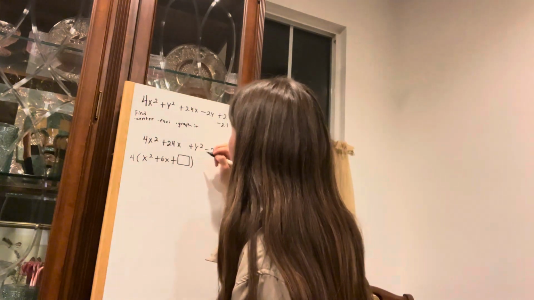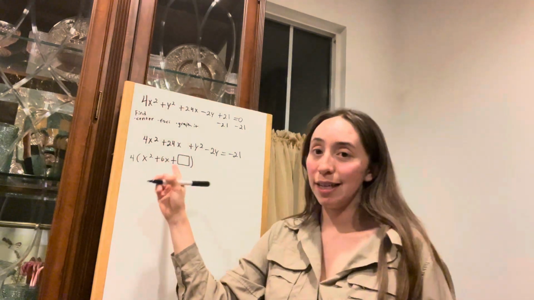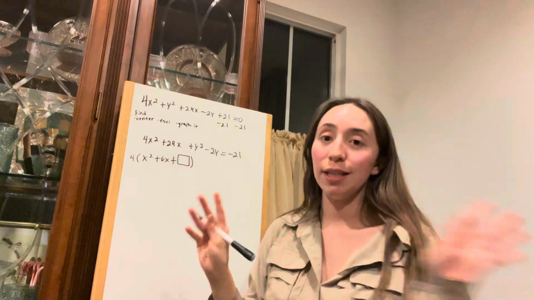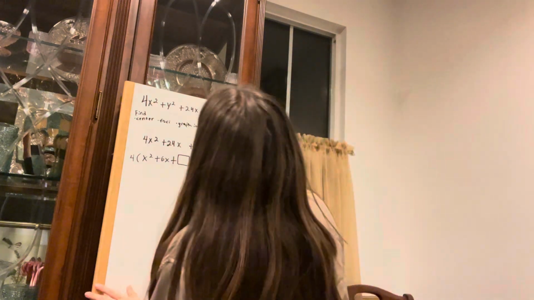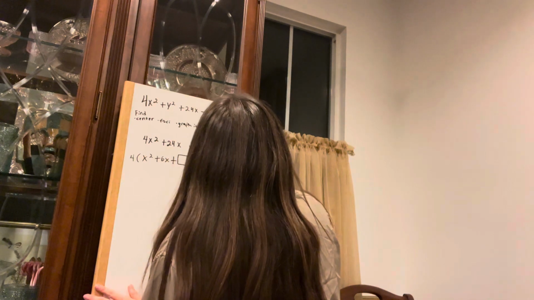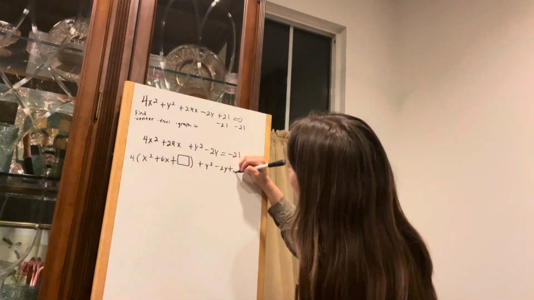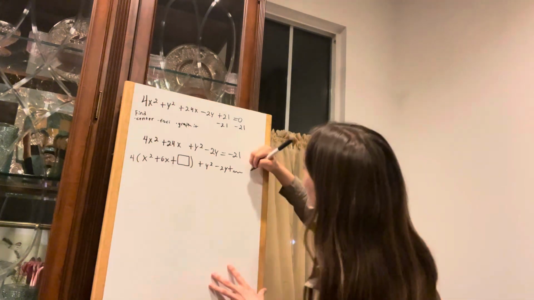So that when we deal with this problem, we can easily put it back into the square. So let's leave room. Then we're going to do plus y squared minus 2y, and we're also going to add space to complete the square there.